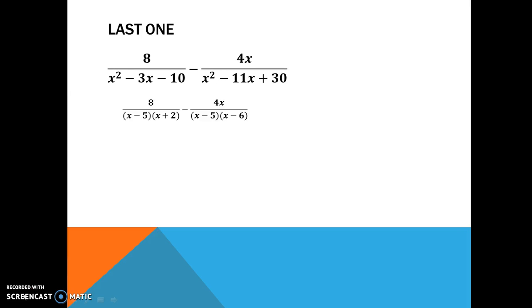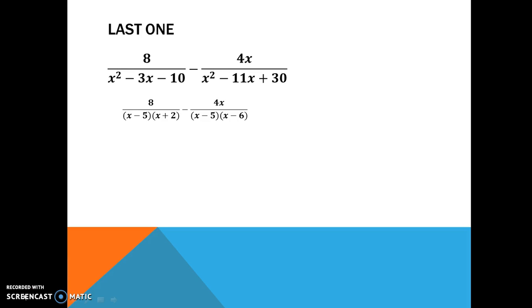Okay, and finally the last one. The trinomials, so x squared minus 3x minus 10 and x squared minus 11x minus 30. So the first thing I have to do is factor those trinomials. Two numbers that multiply to give me negative 10 and add to give me negative 3, and two numbers that multiply to give me positive 30 and add to give me negative 11. My numerators here just came straight down, because negative 5 times 2 gives me negative 10, negative 5 plus 2 is negative 3, so that works.